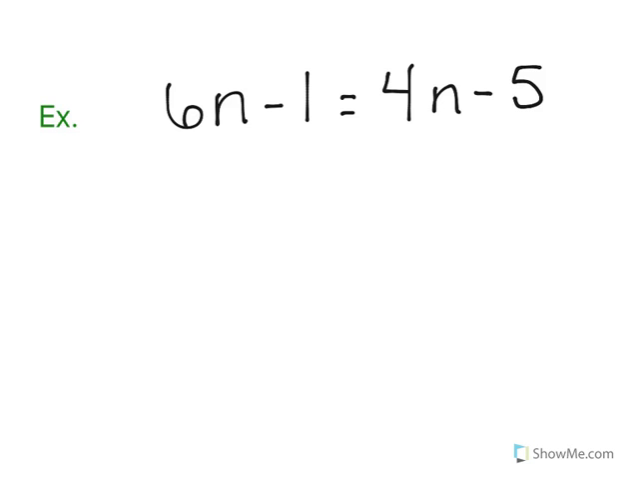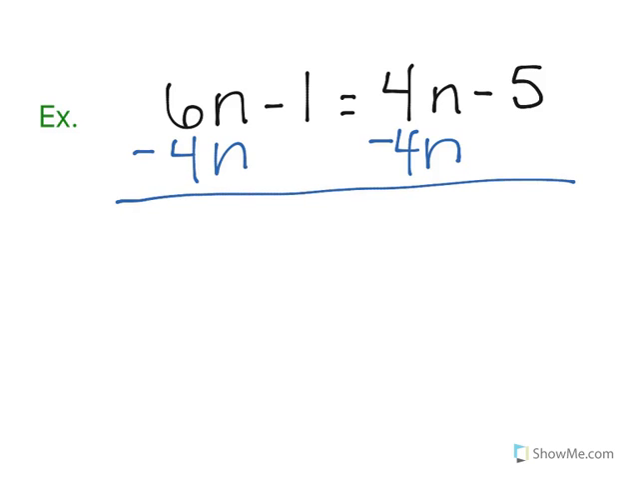6n minus 1 equals 4n minus 5. Again, let's try to combine our n's first. Again, I'm going to go with the smaller number of n's first, so I don't get a negative. So I'm going to subtract 4n from this side because it's positive. I'm going to subtract 4n from this side. I'm subtracting its opposite because 4n minus 4n is going to cross off to make 0. So I'm going to bring down that negative 5. And then 6n minus 4n is going to be 2n. I'm going to bring down the minus 1, which is going to equal negative 5.